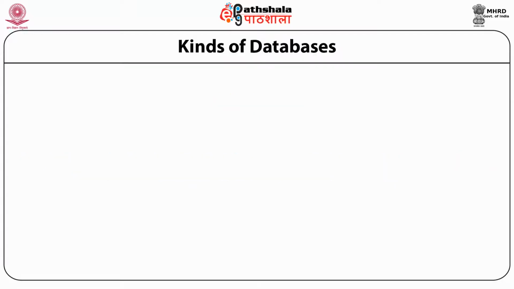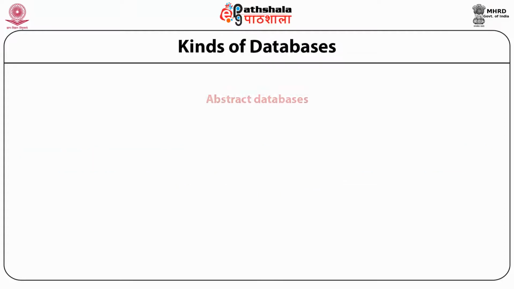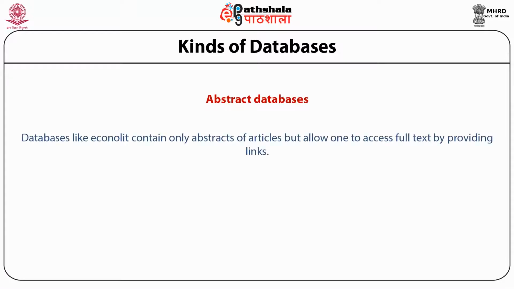Yet another category of databases is full text databases. A full text database consists of the complete text of the subject covered by the database, like journals, books, and magazines. Business Source Premier and ABI Inform are full text databases of journals in the area of business and management. Abstract databases. In comparison to full text databases, there are databases which only contain abstracts. Databases like Econolit contain only abstracts of articles but allow one to access full text by providing links.